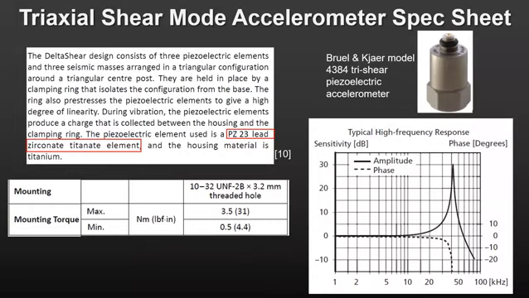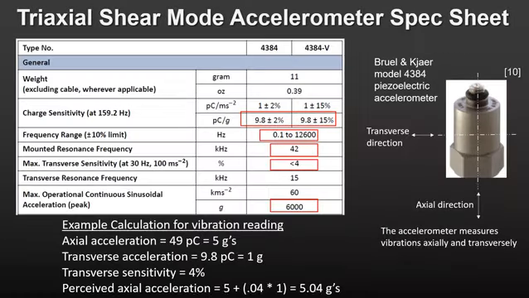Both the maximum and minimum mounting torques are specified. Too little torque, and you won't transmit the vibrations of the structure to the accelerometer. Too much torque, and you will preload the ceramic elements and produce false readings. The sensitivity of a piezoelectric accelerometer is shown in picocoulombs per G.